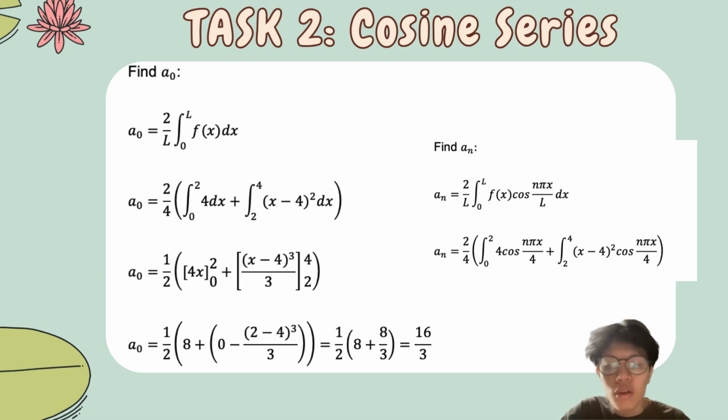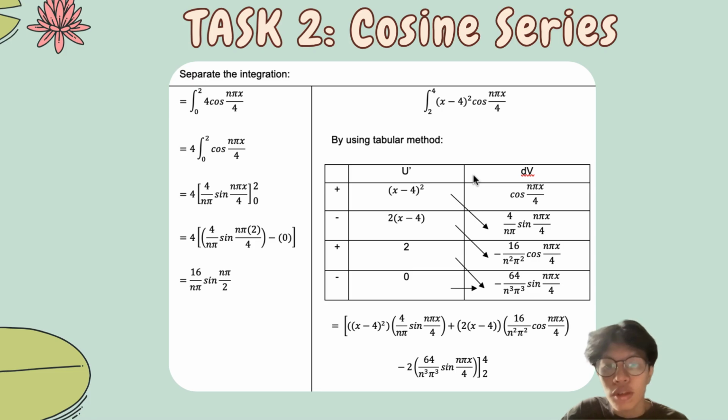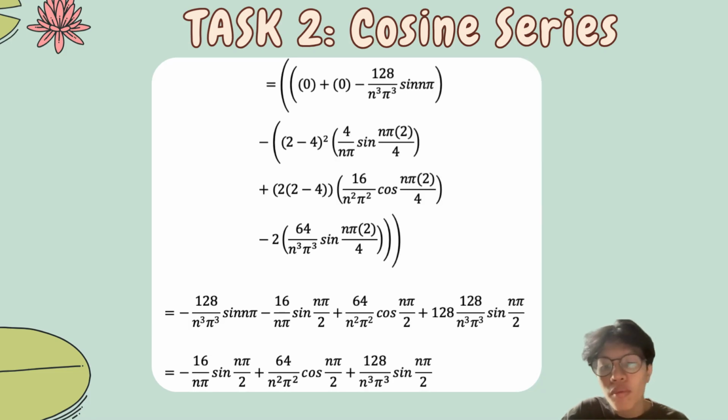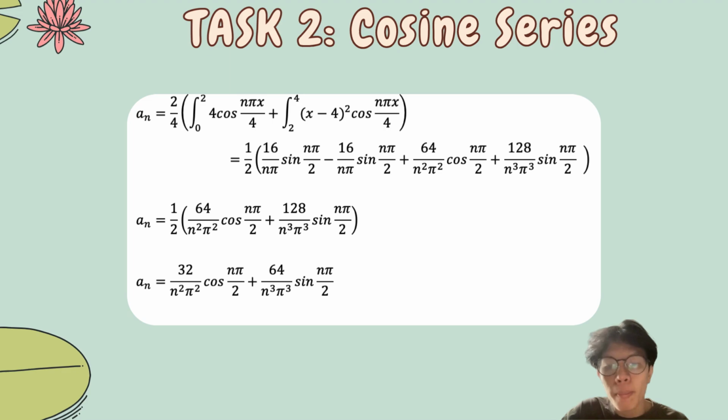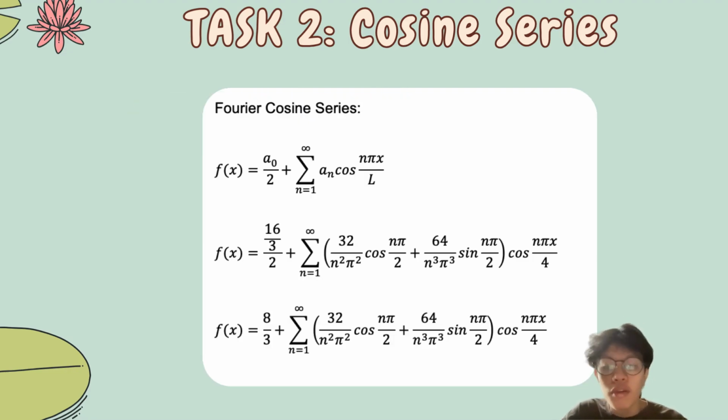Next, we calculate the coefficient a0 by using integration over the interval from 0 to 4. This is the integration. After simplifying the integration, we get an and a0. And after that, for the final answer, we obtain the Fourier cosine series that is shown on the slide.